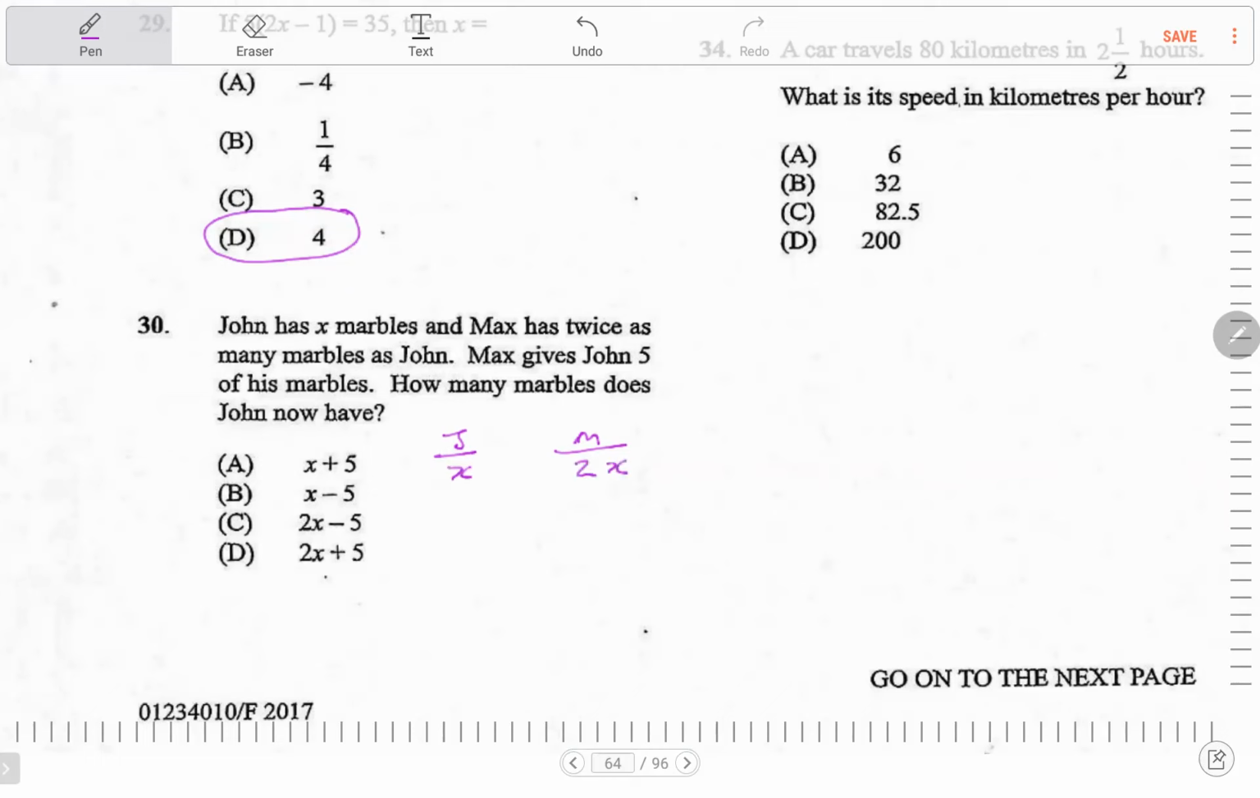Right? So Max gives John 5 of his. So Max now has 2X minus 5 and John gets 5, X plus 5. How many marbles now does John have? John now has X plus 5. So that says A. You can set up like that and work it out quickly.